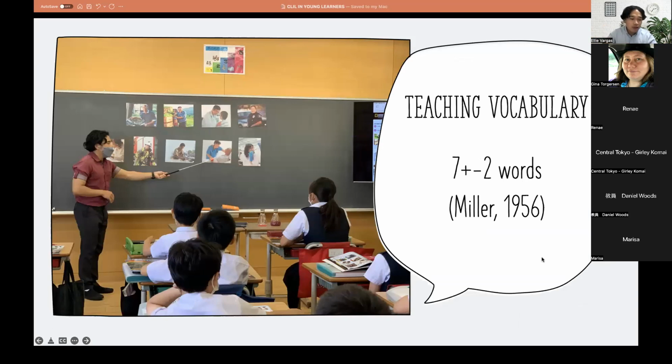And when we introduce vocabulary words, there's the magic number 7 plus or minus 2 words, so the students won't be overwhelmed. It's also the same with how we introduce words in other approaches, right? Just 7 or 9 words, about 9 words each time, so the students won't get overwhelmed.